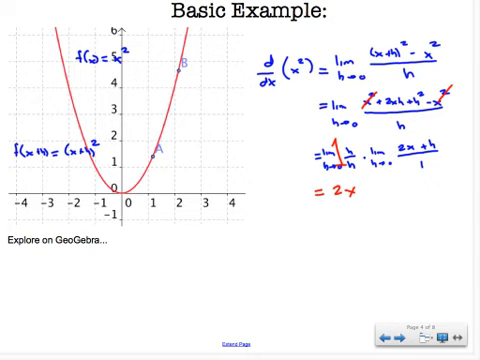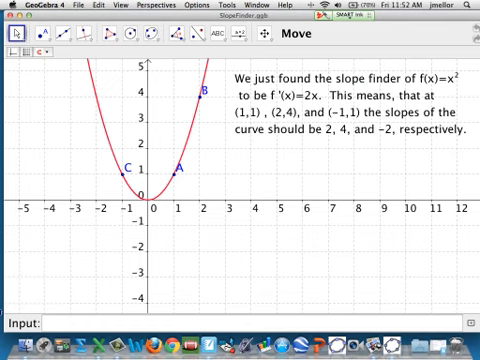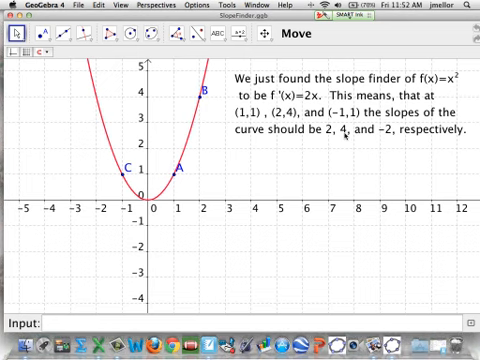Let's go to GeoGebra and take a look at what this looks like. Okay, so we just found that the slope finder for x squared is 2x. This means that at (1, 1), the slope should be 2 times 1, or 2. And at (2, 4), which is point B, the slope should be 2 times 2, or 4. And at (negative 1, 1), which is point C, the slope should be negative 1 times 2, or negative 2. So what does that mean?